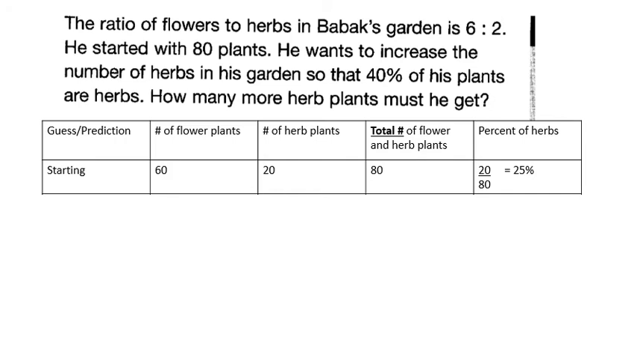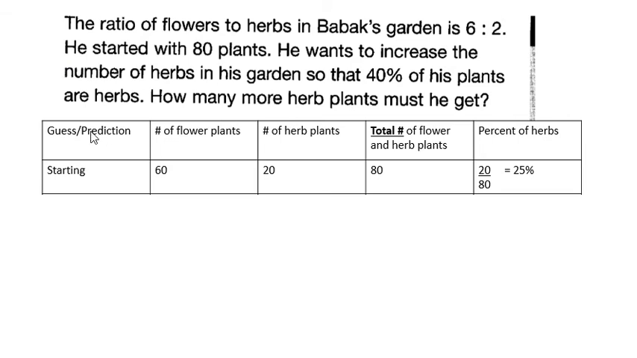And the question from our ratios and fractions unit is this. The ratio of flowers to herbs in Babak's garden is 6 to 2. He started with 80 plants. He wants to increase the number of herbs in his garden so that 40% of his plants are herbs. How many more herb plants must he get?